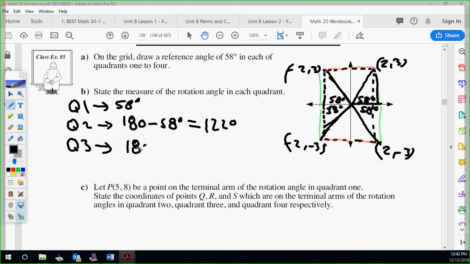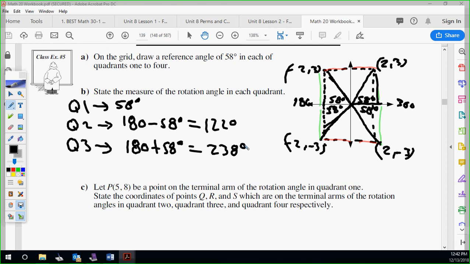180. Yep, not 270 because that's the y-axis. We always say x-axis. I'm glad you said that, because you're always going to use 180 or 360 on these, okay? Because 180 is here and 360 is here. It'd be 180 plus 58, because it's 58 more than 180. See what I'm saying? Questions?